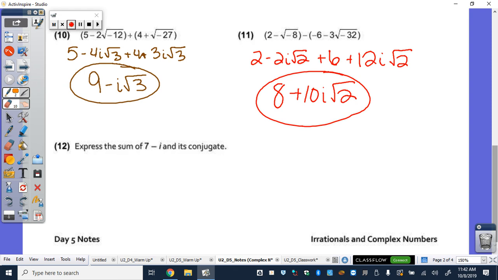So I'm taking a look at number 12, express the sum of 7 minus i and its conjugate. Well, what is the conjugate of 7 minus i? 7 plus i. You just switch that sign in the middle. So when I add those two things together, what ends up happening to my i's? They cancel, so the sum would just be 14. That's always going to happen if you're adding conjugates, whether they're radicals or i's. When you add your conjugates, the last term always cancels.